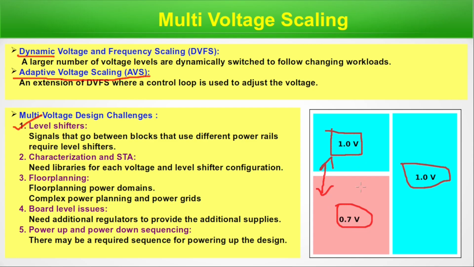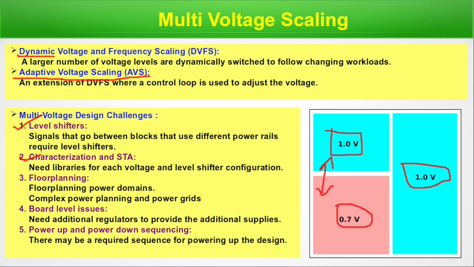We already have an episode on level shifters where we discussed in detail how low-to-high and high-to-low level shifters are used. An article is also available in the blog. Links are in the description. You can watch the video and read the article. So signals that go between blocks that use different power rails require level shifters. Obviously, level shifters need to be used.